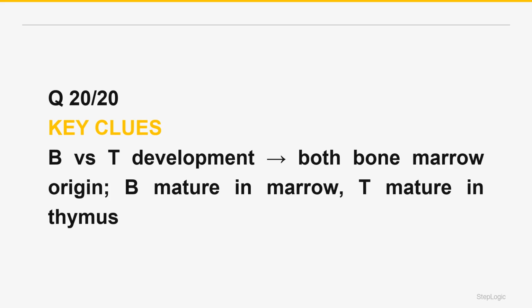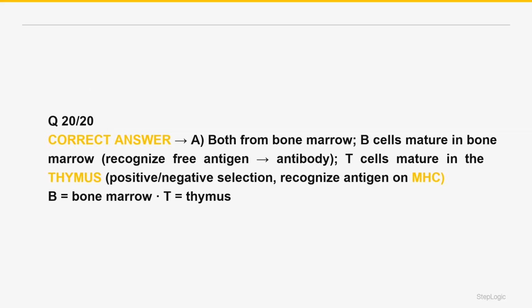Both B and T lymphocytes originate from hematopoietic stem cells in the bone marrow. The difference is where they mature. B cells mature in the bone marrow itself, B for bone marrow. Once mature, they recognize antigen through their surface immunoglobulin B-cell receptor and can bind free native antigen directly. Upon activation, they differentiate into plasma cells that secrete antibody, humoral immunity. The correct answer is A.